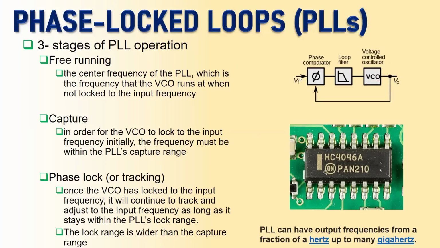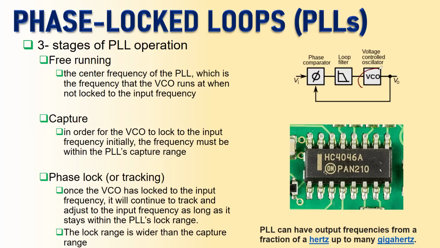So let's say the frequency of the input signal is F and the frequency of VCO will be F plus or minus Fi, where Fi is some difference between the output frequency and the input frequency. So the VCO is running at its local frequency and the circuit is not locked to the frequency of the input signal. Then the second stage is called capture. The first stage is free running. Second stage is called capture.